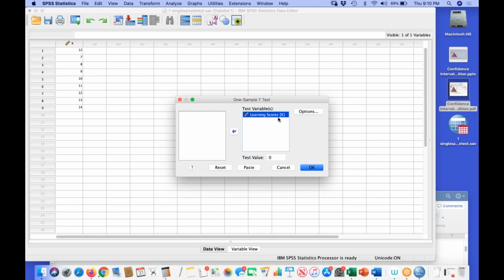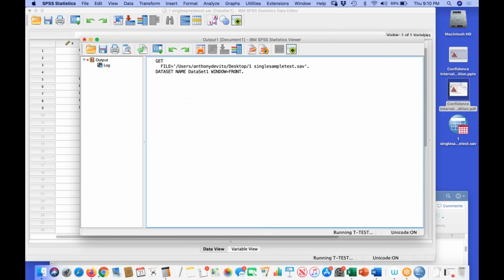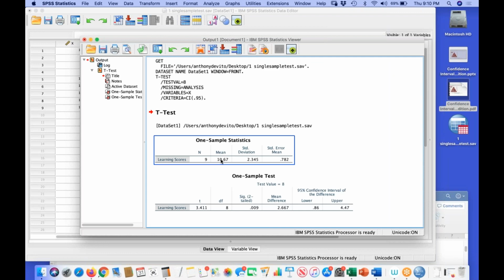And what am I comparing it to? I'm comparing it to the value 8, the population that has the value 8. So that's the test value, the other population. And I'll click OK. SPSS calculates the mean, 10.67, the standard deviation.